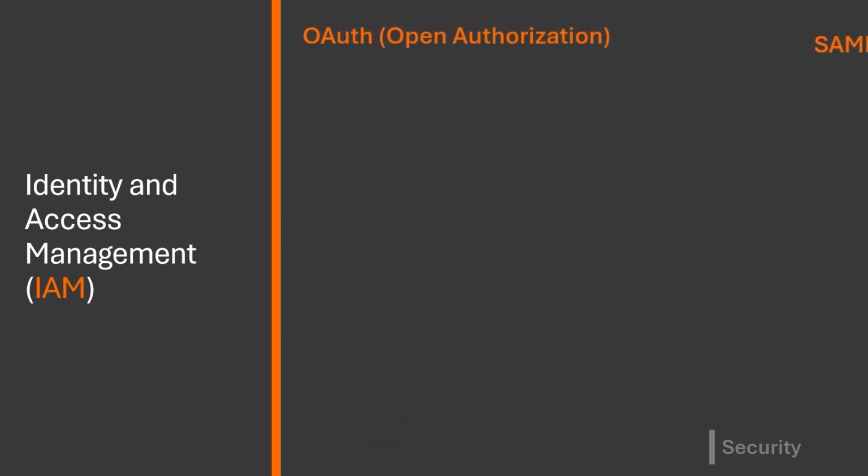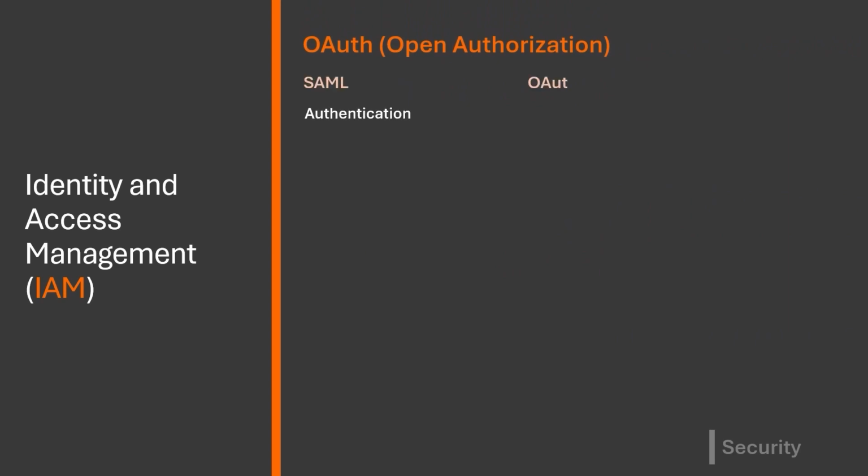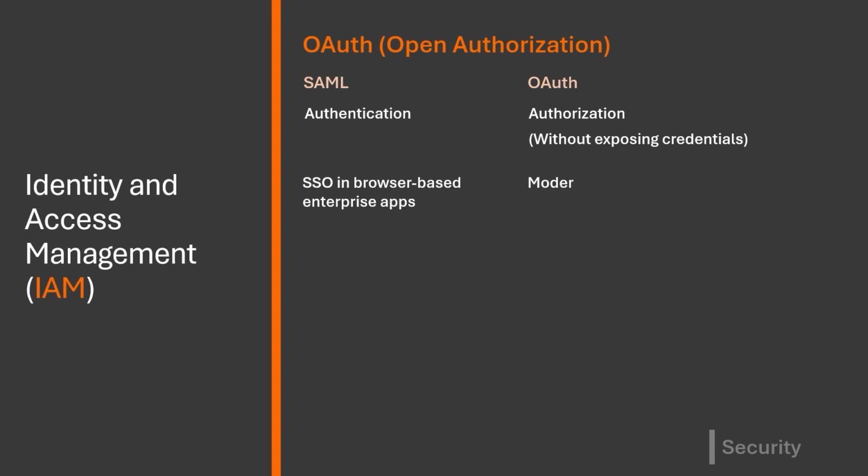Now let's look at OAuth, which stands for Open Authorization. Unlike SAML, which focuses on authentication, OAuth is designed for authorization, which is granting limited access to resources without exposing user credentials. While SAML is mostly used for SSO in browser-based enterprise apps, modern cloud services, especially mobile apps and APIs, tend to use OAuth.